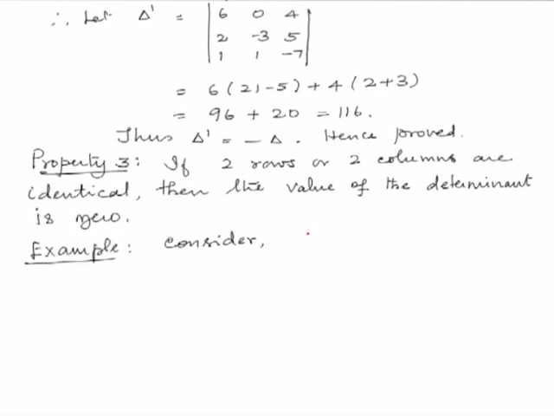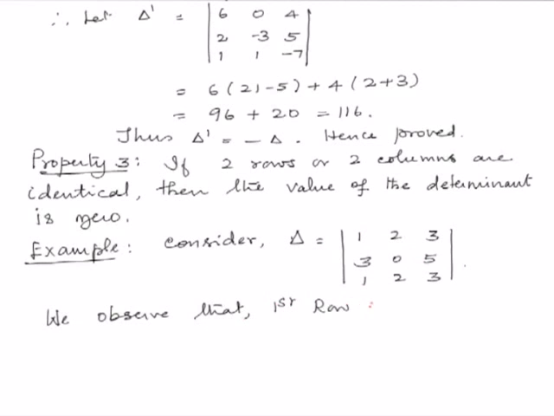So let us consider a delta which is equal to 1, 2, 3 in the first row, 3, 0, 5 in the second row, and the third row is again 1, 2, 3. So what do we observe here? We observe that the first row and the last row are identical. So we should actually get the value of the determinant to be equal to 0. Let's see how we're going to get it.